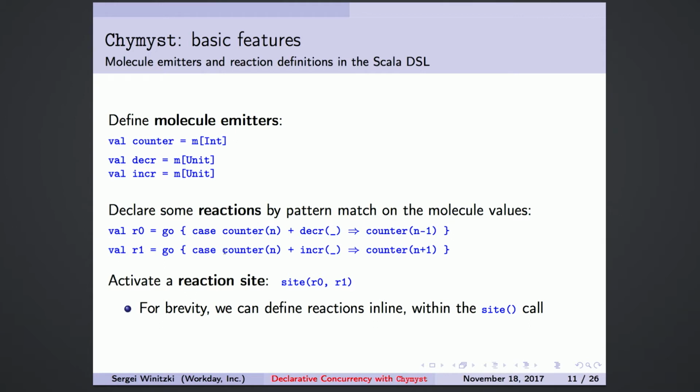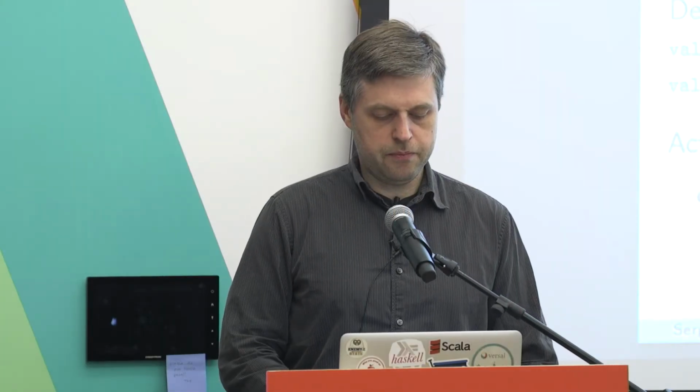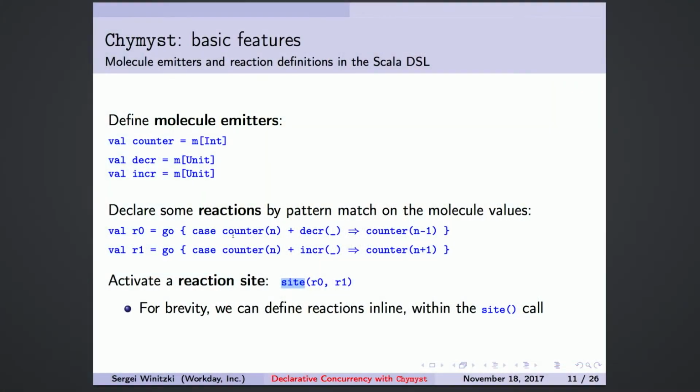And then finally, you define these two reactions. You define a reaction site by saying site with these two reactions. This activates the reactions. So after you say site, you can emit these molecules and the reactions will start. Until you say site, nothing is running. So these reactions are values. This is a value of type reaction, which describes the reaction. It does not actually run anything yet. When you say site, you activate these.